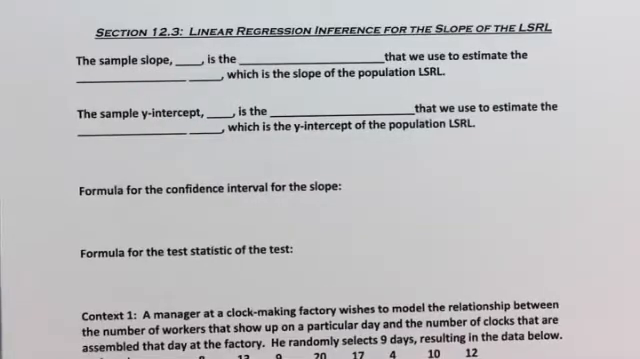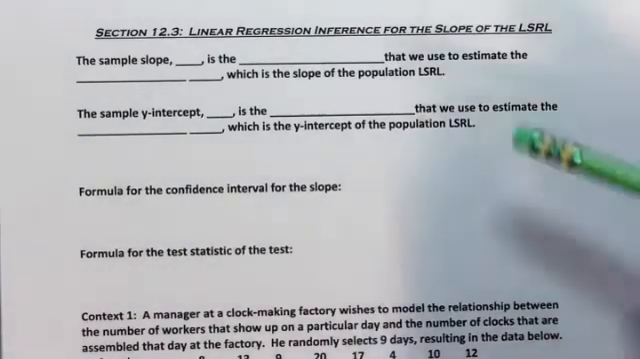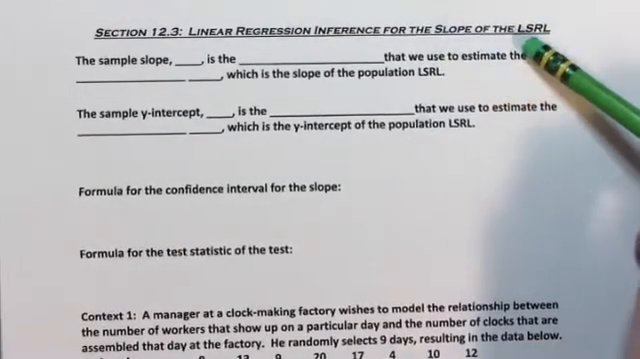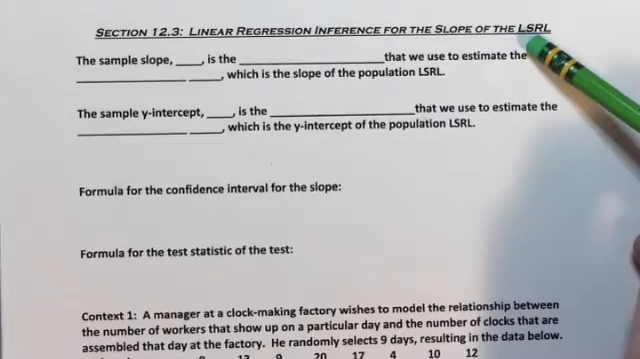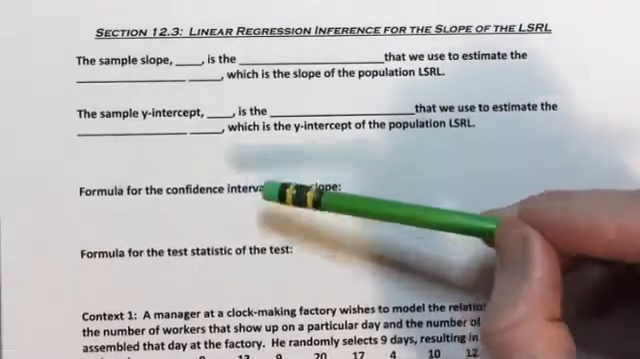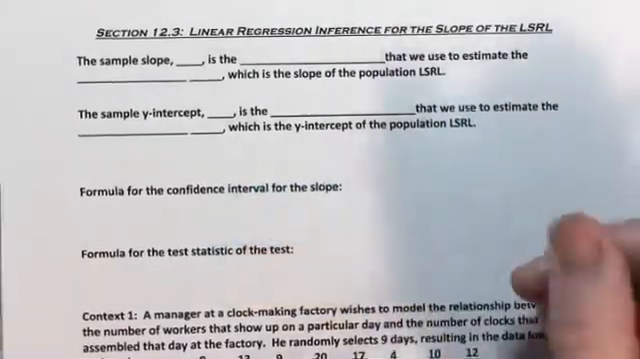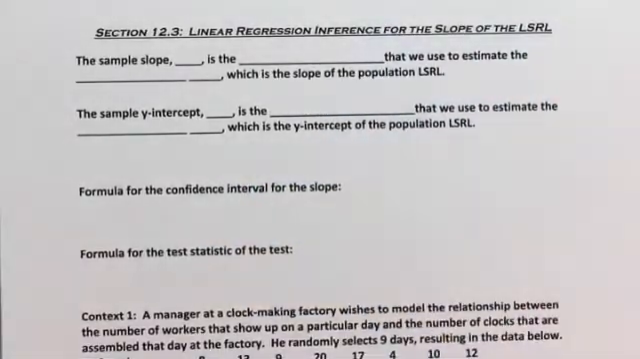Hello there. We will now talk about Chapter 12, Section 3, which deals with linear regression inference in regards to the slope, or the true slope of the population least squares regression line. And so we're going to make a confidence interval for the slope and do a hypothesis test for the slope. And let me show you the premise of what's going on here.